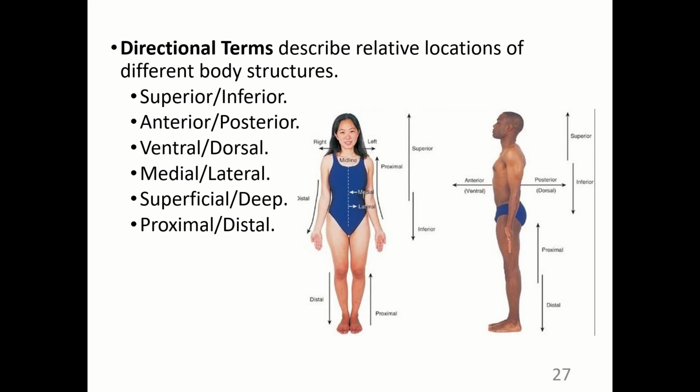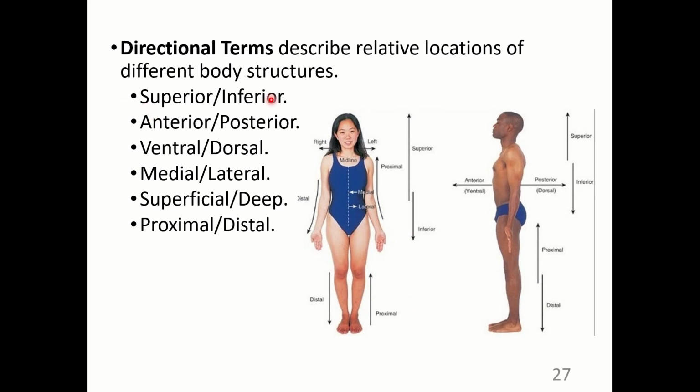Directional terms describe relative locations of different body structures. Listed are the paired directional terms. Superior means towards the top of the body. Inferior is towards the bottom of the body.